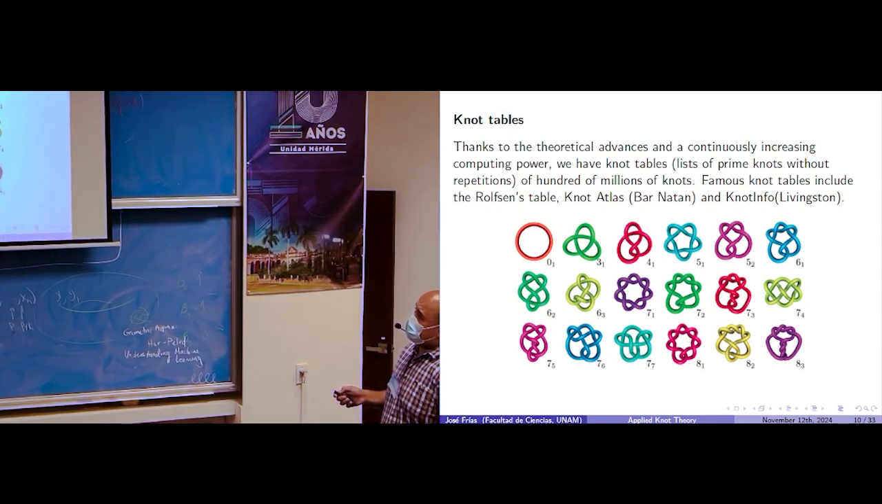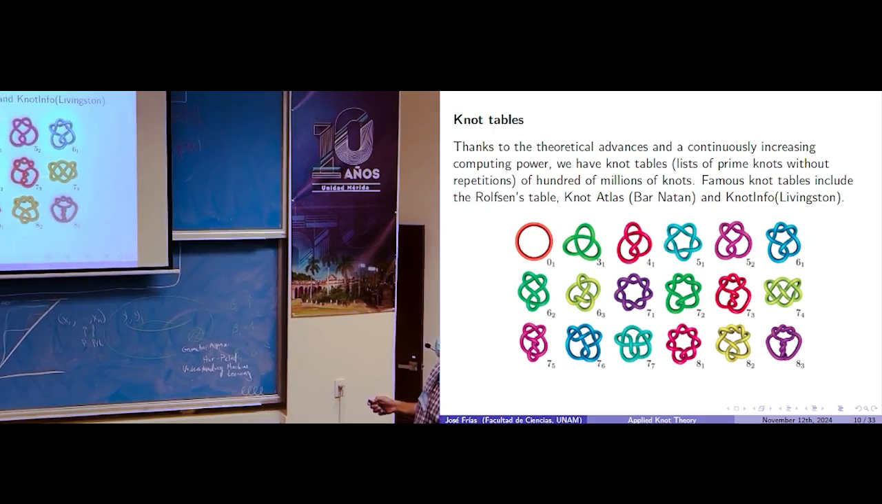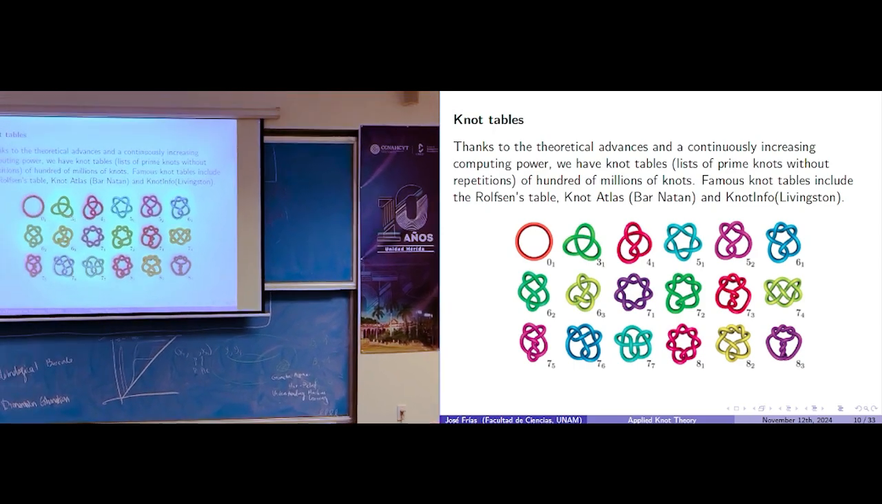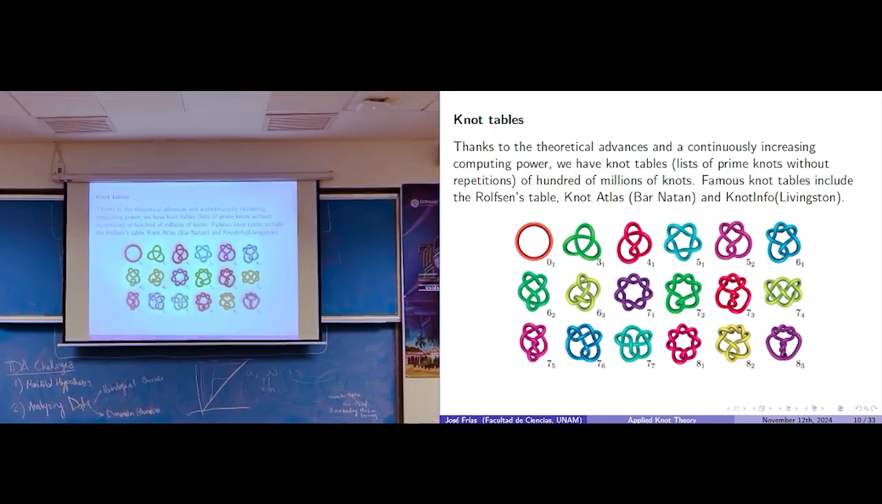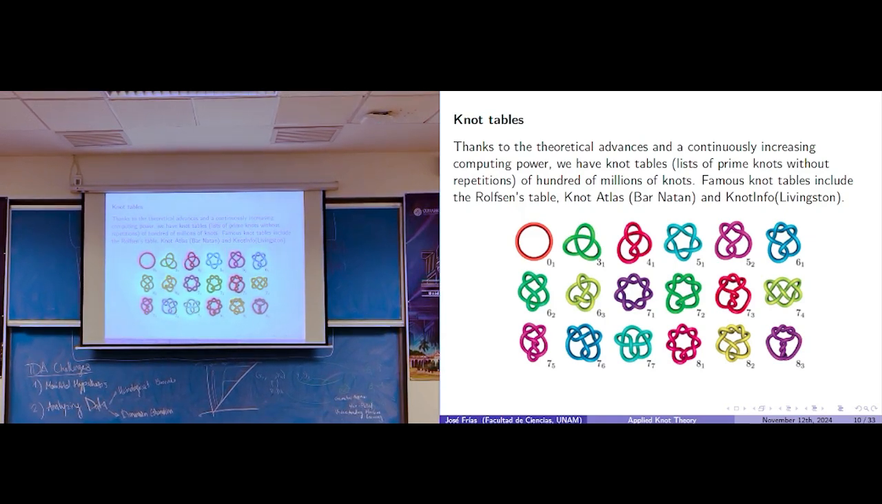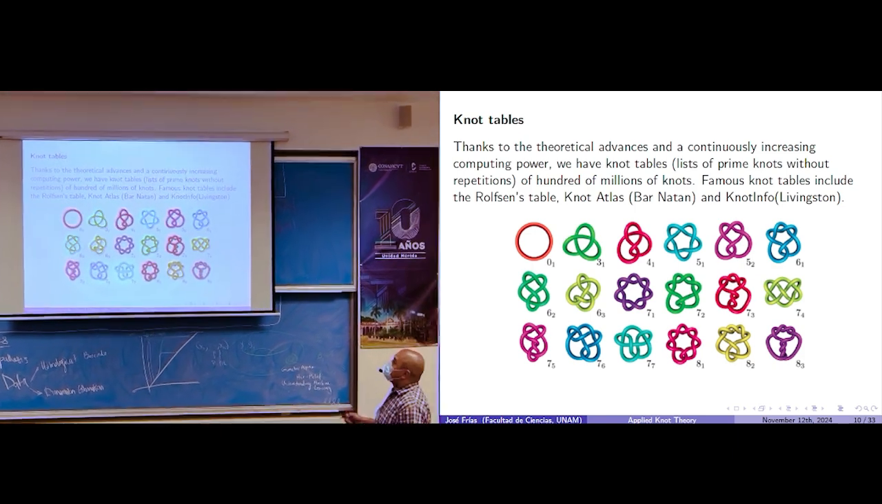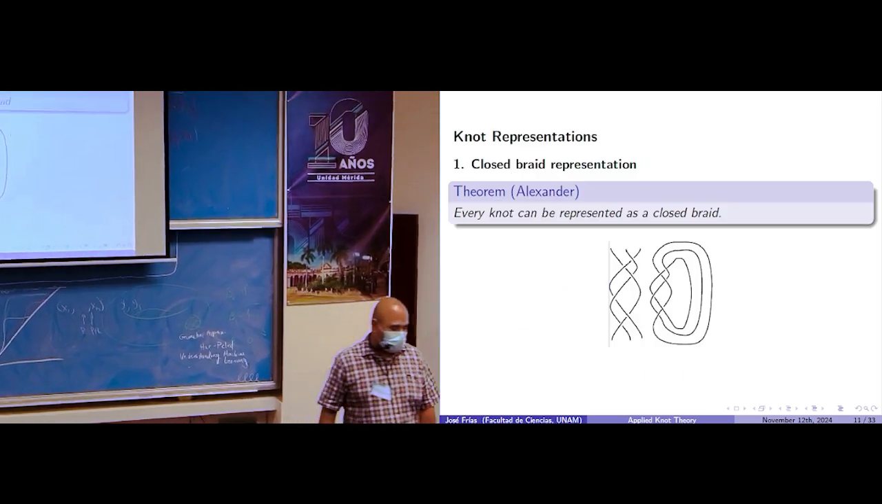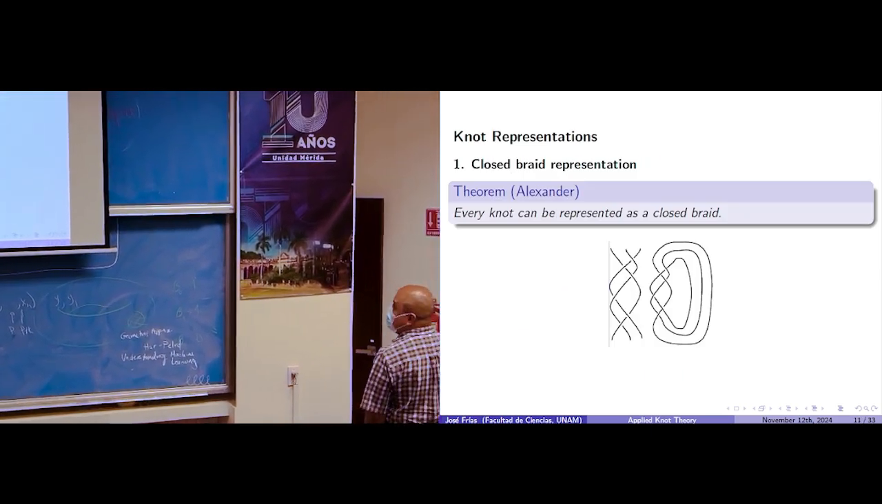So as you can see, these are a list of all knots, and we are listing them by the crossing numbers. So for instance, with zero crossings, we have only one knot. With 3 crossings, we have only one knot. With 4, we have only one knot, and so on, right? So we have a lot of information concerning knots.